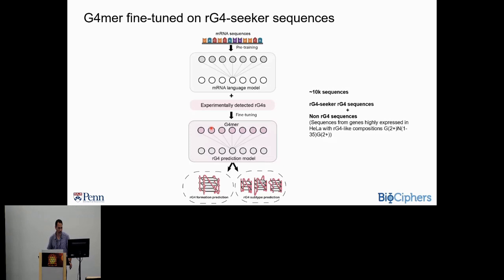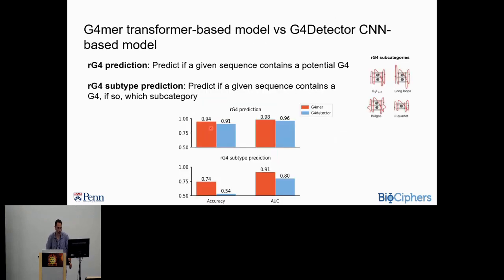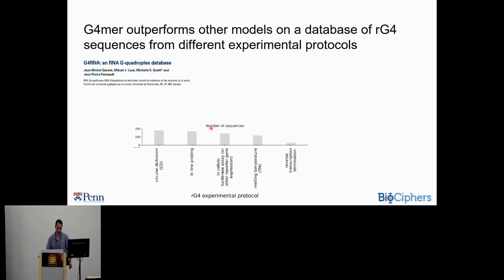So how does it work? Here is a comparison to a convolutional neural network that was previously published. And you can see on test data that it performs slightly better on predicting the existence of RG4s, but much, much better in subtype predictions.